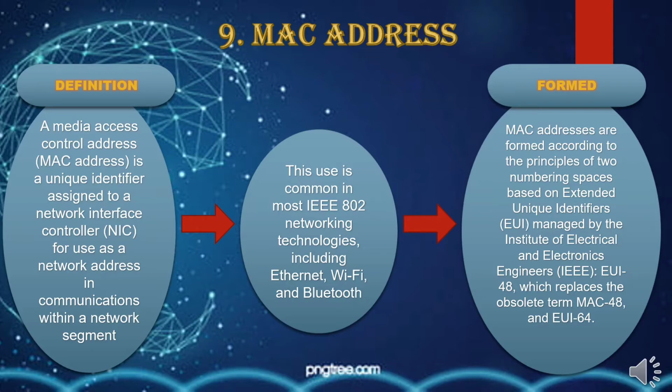Now, let's see how MAC address is formed. MAC addresses are formed according to the principle of two numbering spaces based on Extended Unique Identifier (EUI) managed by the Institute of Electrical and Electronics Engineers, IEEE. EUI-48 replaced the obsolete terms MAC-48 and EUI-64.